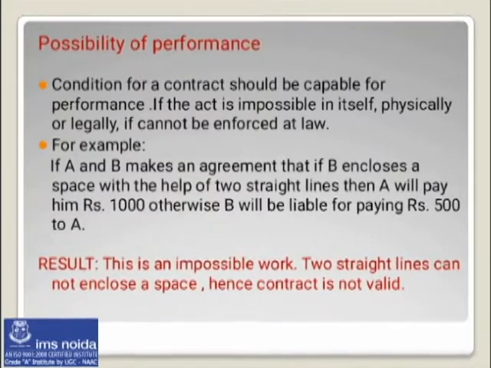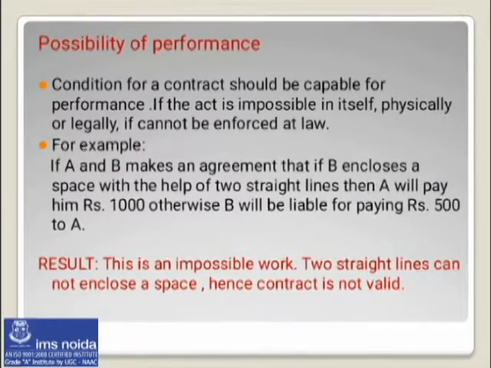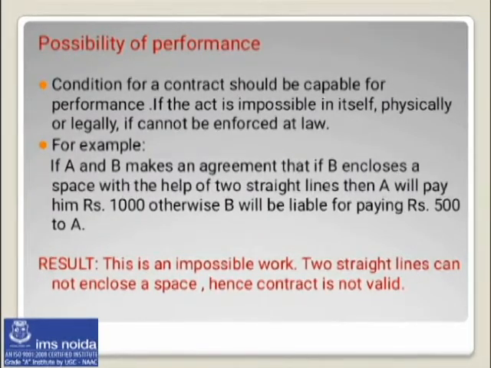Next is the possibility of performance. The subject of a contract should be capable of performance. If the act is impossible in itself, physically or legally, it cannot be enforced at law. Here is an example. If A and B make an agreement that if B encloses a space with the help of two straight lines, then A will pay him rupees 1000, otherwise B will be liable for paying rupees 500 to A. What is the result of this kind of contract? A and B are making a contract for enclosing a space with two straight lines, and this is impossible work because two straight lines cannot enclose a space. Hence this contract is not a valid contract.